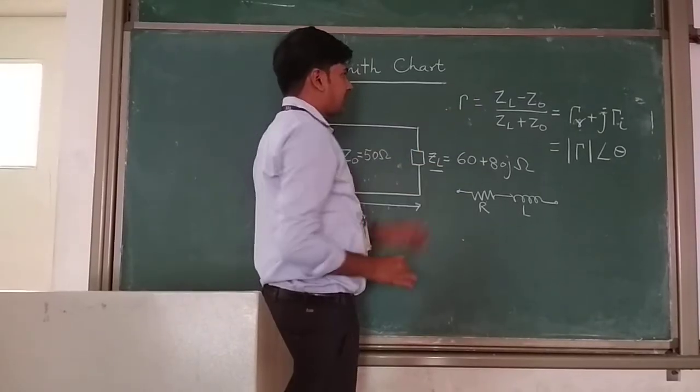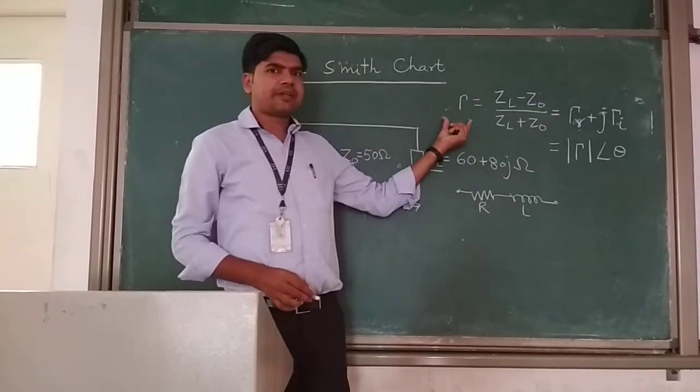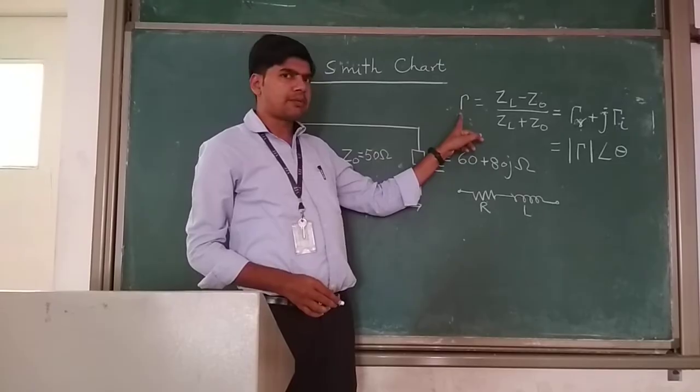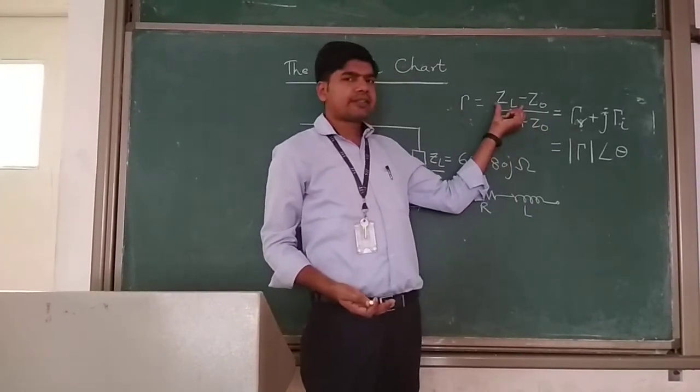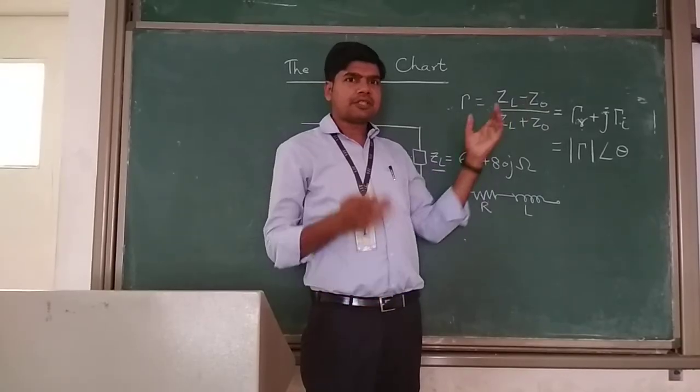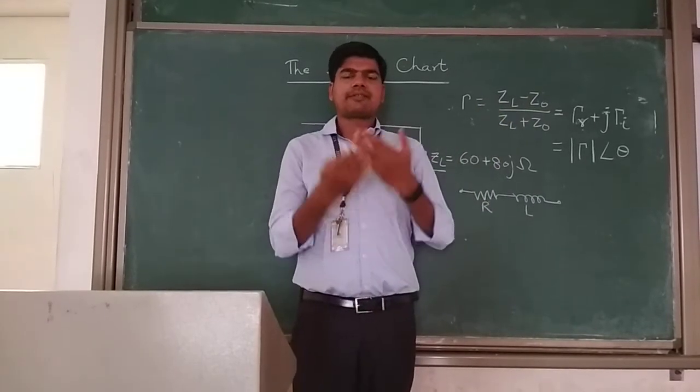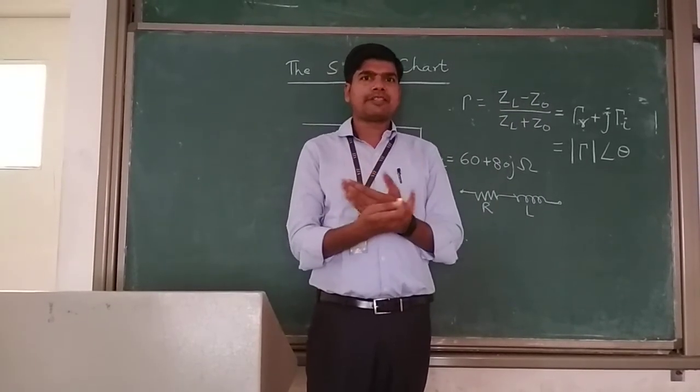In a Smith chart, we have two different planes. One is called the gamma plane, that is the reflection coefficient plane. Another plane is the impedance plane. So these two planes are merged in a single chart to make the Smith chart.